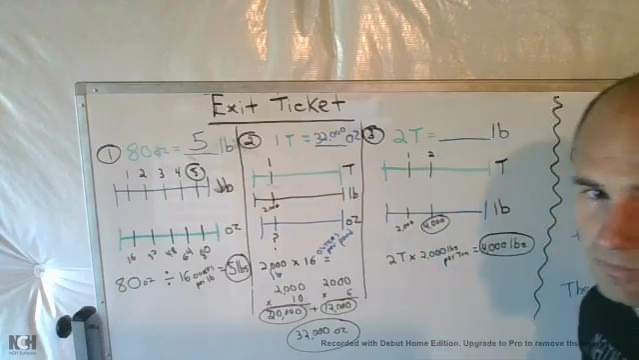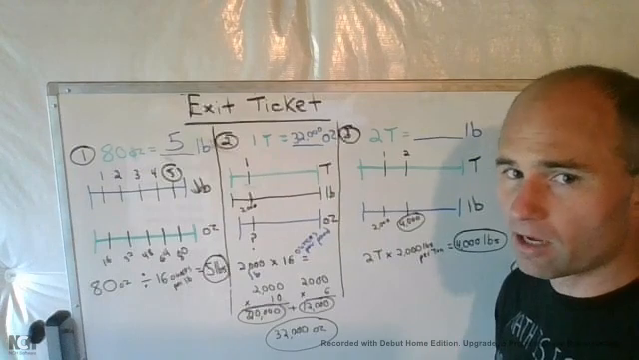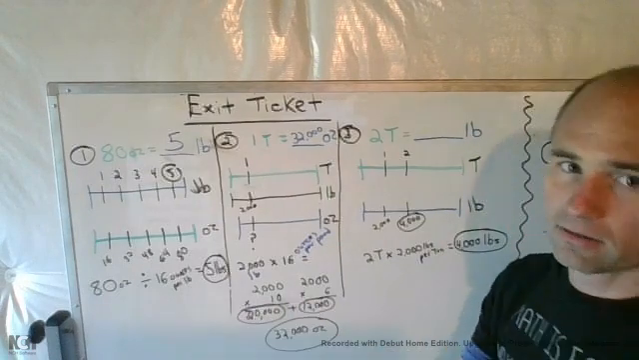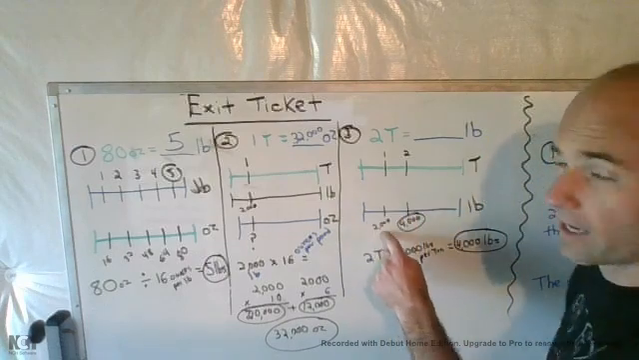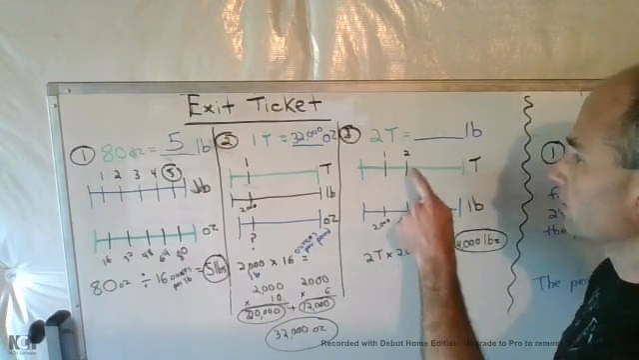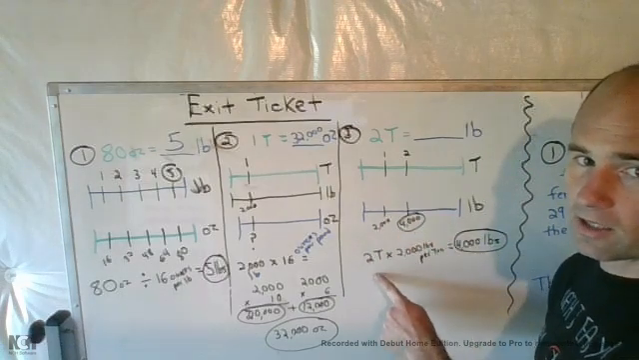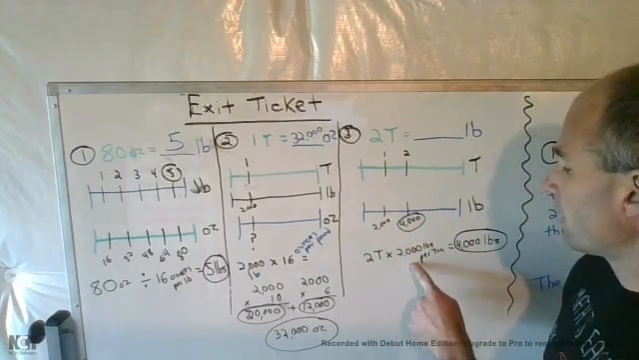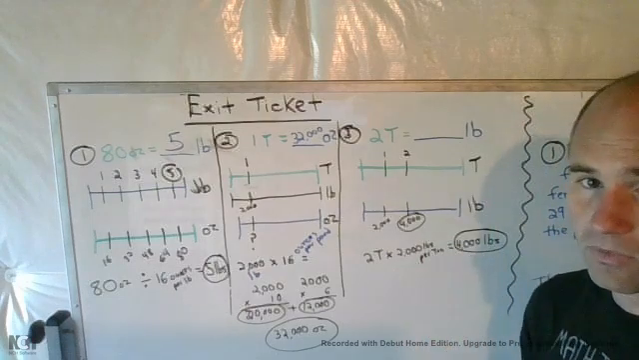All right, next problem. 2 tons equals how many pounds? Okay, I could do that. Okay, 1 ton is 2,000 pounds. So 2 tons is going to be 4,000 pounds. 2 tons times 2,000 pounds per ton gives you that 4,000.